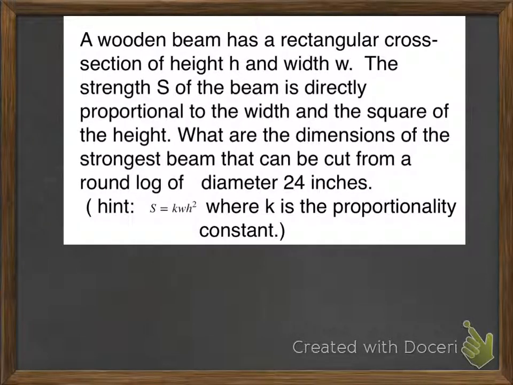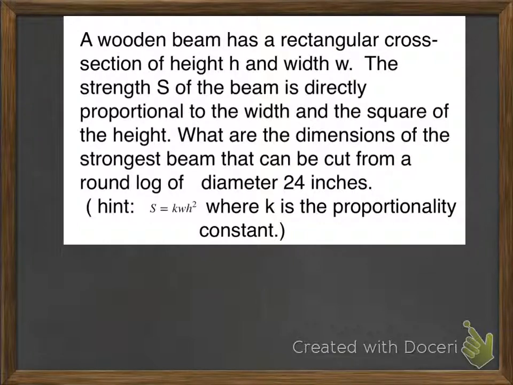Welcome back. Here we have another optimization problem. This time we're talking about beam strength. The problem reads, a wooden beam has a rectangular cross-section of height h and a width w. The strength of the beam is directly proportional to the width and the square of the height. What are the dimensions of the strongest beam that can be cut from a round log of diameter 24 inches?